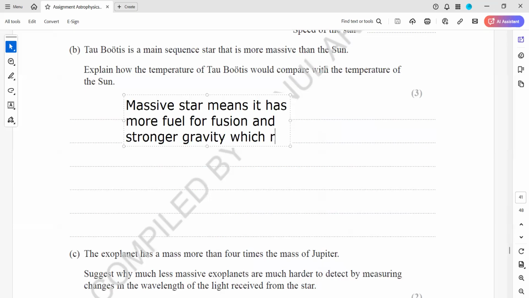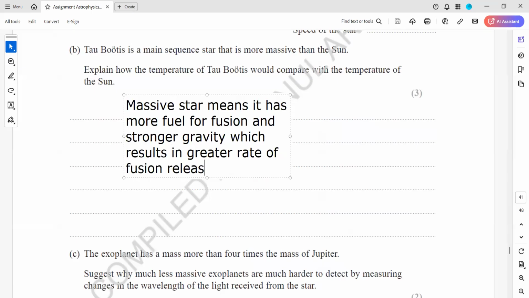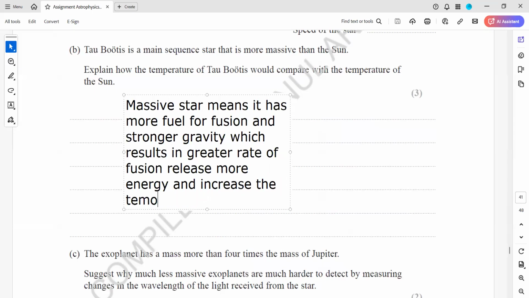which results in a greater rate of fusion, releases more energy, and increases the temperature. So we expect it will have a high temperature compared to that of the sun. That will be the last statement we write.